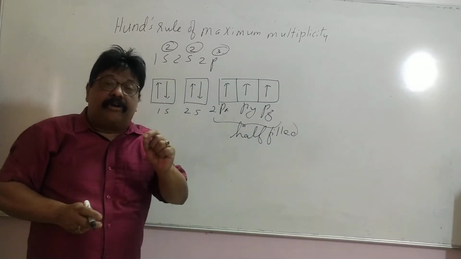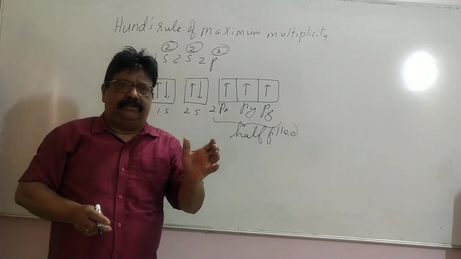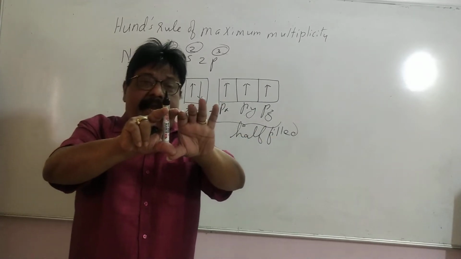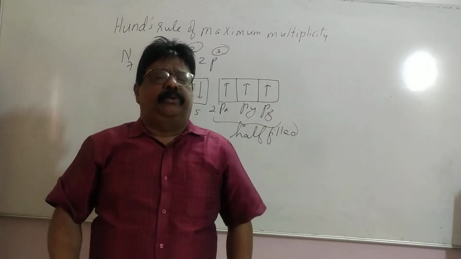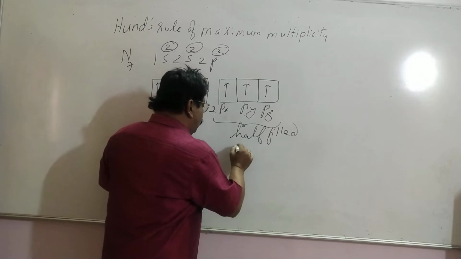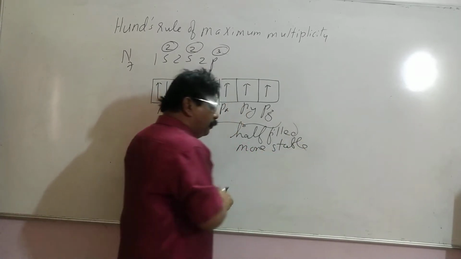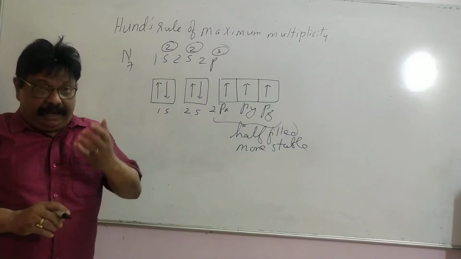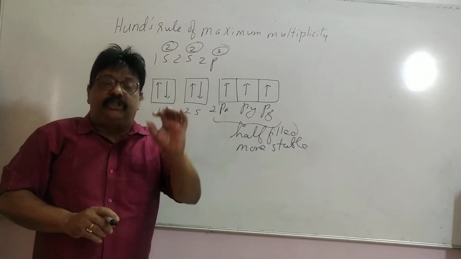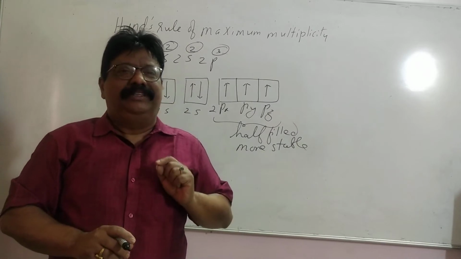And half filled electronic configuration is symmetrical in arrangement. Because there are electrons in all three, the energy will be distributed equally among all three electrons. So it is symmetrical and it is more stable according to Hund's. When degenerate atomic orbitals are available, each orbital should get 1 electron each according to Hund's. Is it clear?